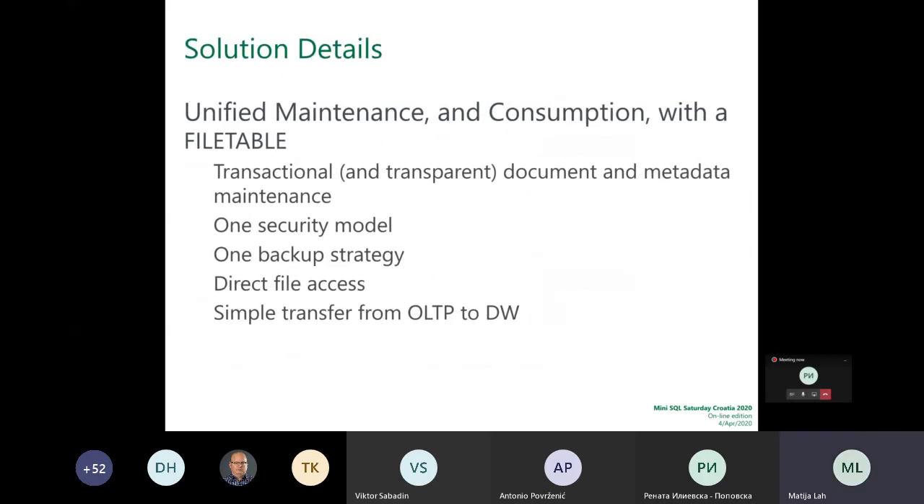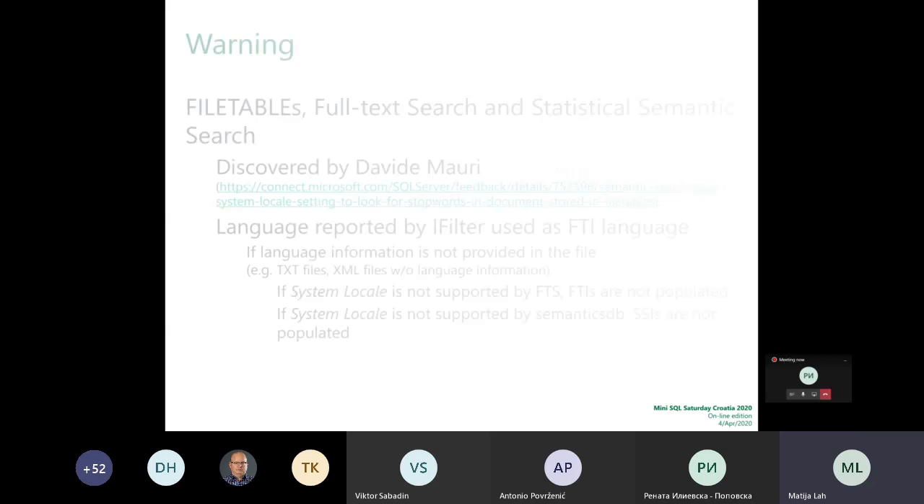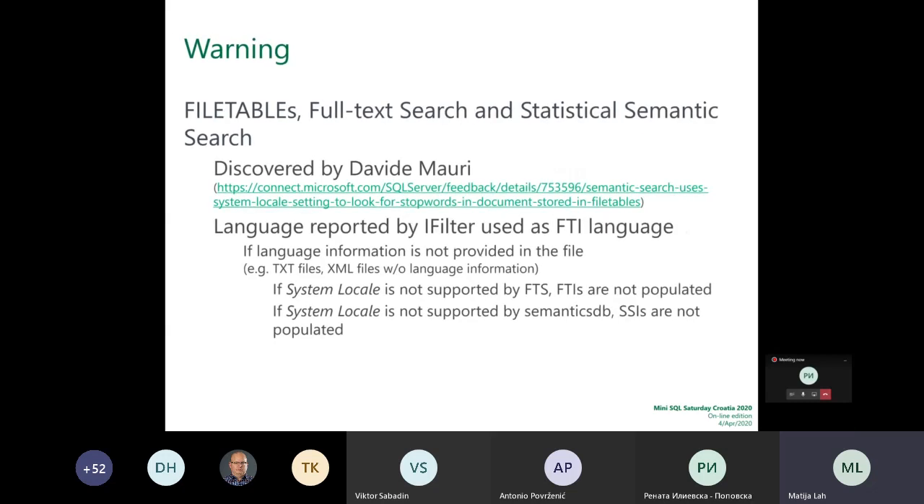So we've made sure that we retained both of the benefits of using this approach from before. So direct file access and a simple transfer from OLTP to data warehouse are still here, but we've also made sure that the transactional safety is available. We're using a single security model and a single backup strategy. And of course, after you finish scenario 2, you will also have this objective met.